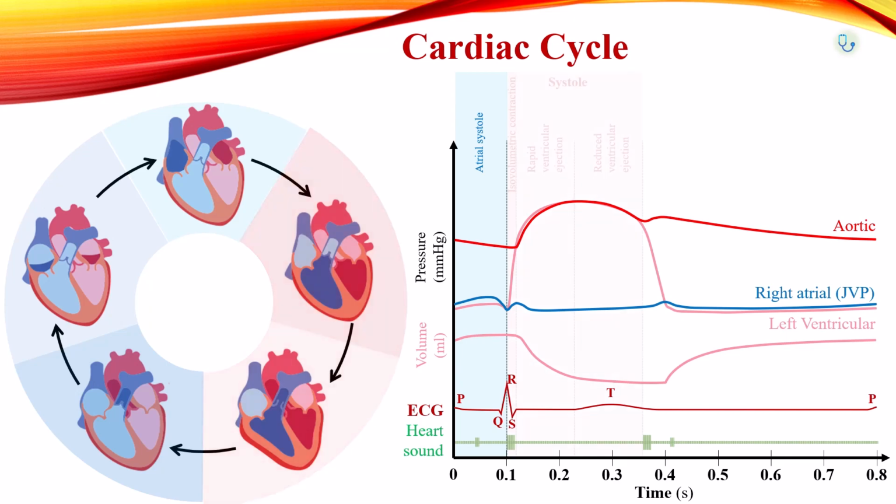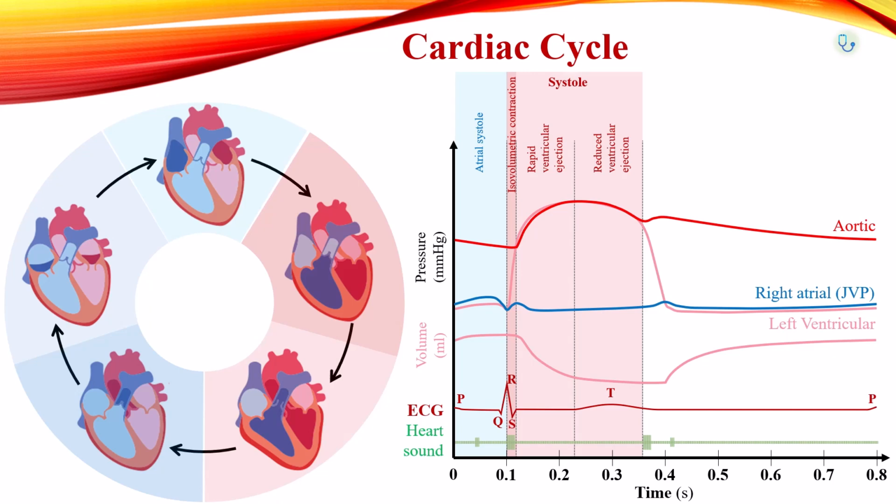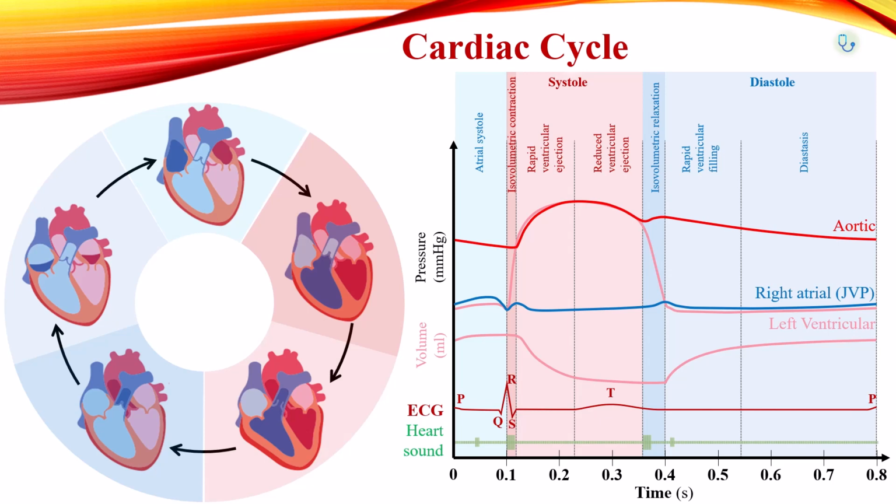The next 3 phases are isovolumetric ventricular contraction, rapid ventricular ejection, and reduced ventricular ejection, which occur during ventricular systole and last about 0.3 second. The last 3 phases are isovolumetric ventricular relaxation, rapid ventricular filling, and reduced ventricular filling, also known as diastasis, which occur during ventricular diastole and last about 0.4 second.